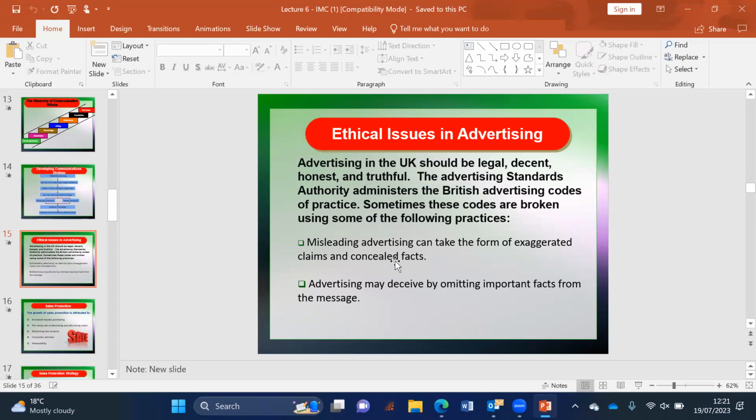There's several ethical issues in advertising. So advertising should not be misleading. It should not be exaggerated. It shouldn't hide important facts.